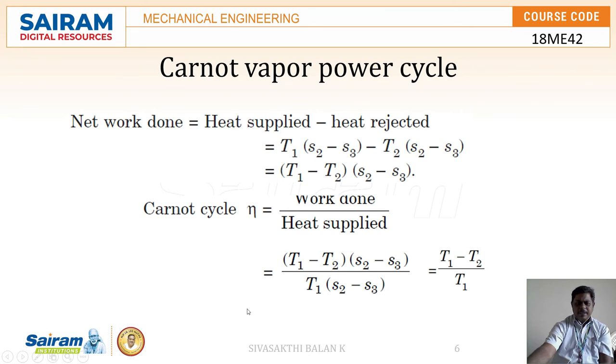Heat supplied, again, we can calculate as the amount of heat transfer in process 4 to 1, and it happens at the source temperature, where we maintain the temperature T1, so the heat supplied is represented in T ds form as T1 multiplied by S2 minus S3. The S2 minus S3 in the numerator and denominator get cancelled, leaving T1 minus T2 divided by T1, which is the Carnot cycle efficiency.